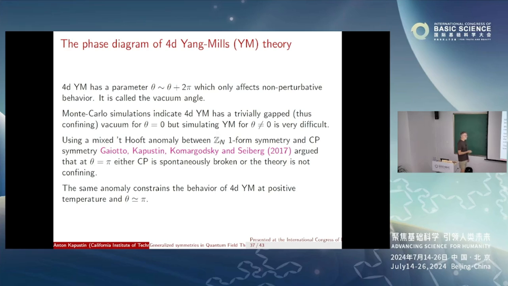So a 't Hooft anomaly gives some more information on higher-form symmetry, and gives some interesting physical information. And you can use the same anomaly to constrain the behavior of Yang-Mills theory at positive temperature.